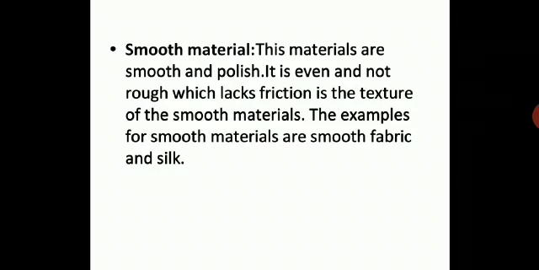A very good example is the slider. When the surface is very smooth, sliding becomes easier and you go very fast. This is a very smooth material. The examples for smooth materials are smooth fabric and silk. By just touching the fabric, you can understand whether the texture is smooth or rough. You must have realized that when you wear clothes, you can feel the texture of the fabric. So you have the example here: smooth fabric, and silk is a smooth material.